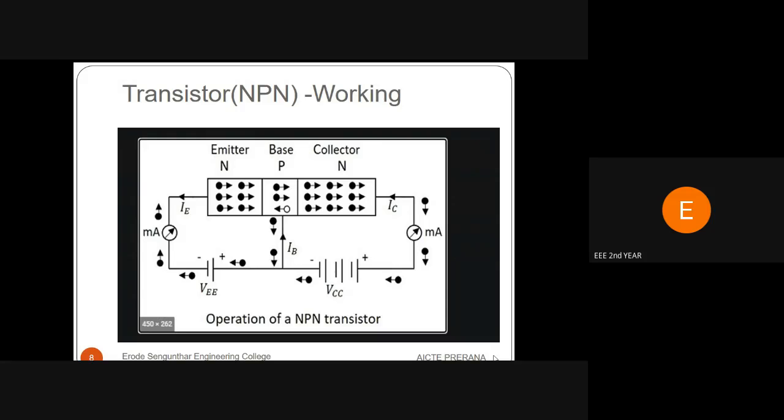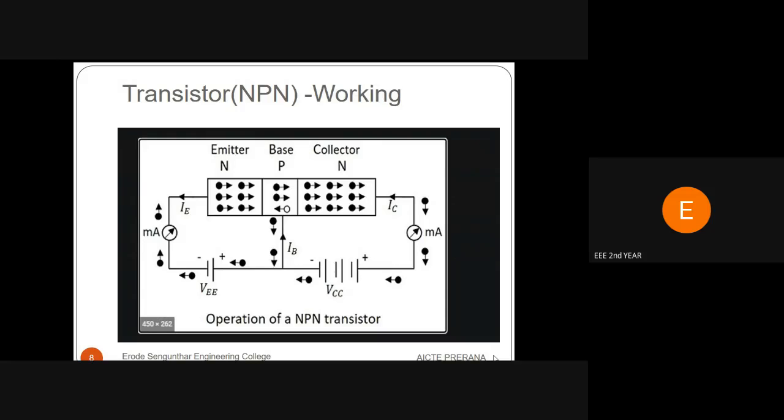Junction J1 is forward biased, and the base is a lightly doped thin region. So, emitter electrons cross the junction J1 and recombine with holes present in the base region. This constitutes a current named the base current. The base is lightly doped, so it has a small number of holes. So, only a few electrons are used to recombine with these holes.